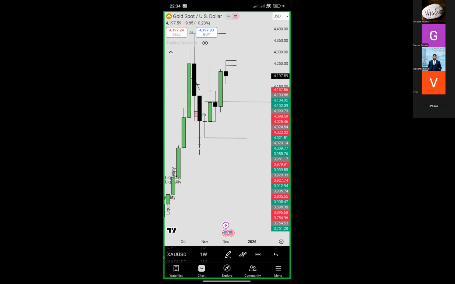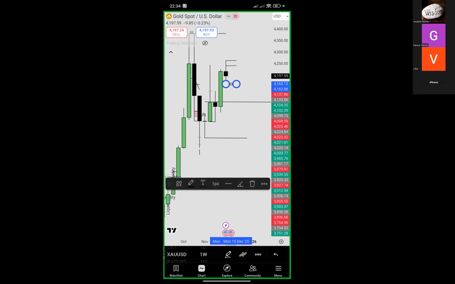Now look very well. We have the high and the low of last week, right? We can see a visible fair value gap right there. Leave that one here. Leave that line. Don't touch it. Leave them.